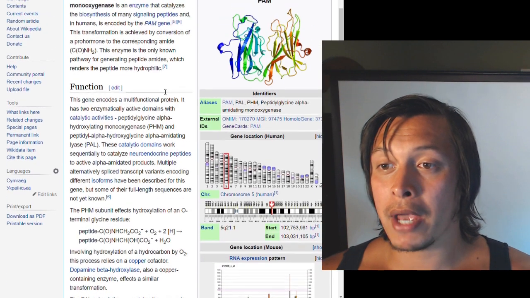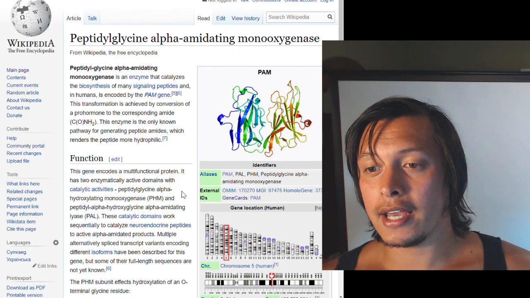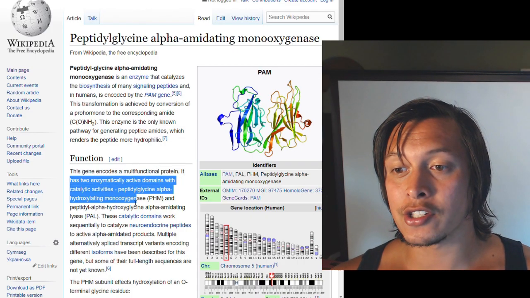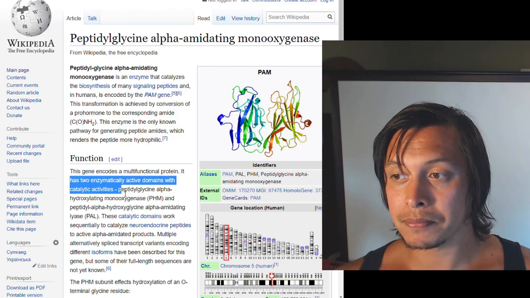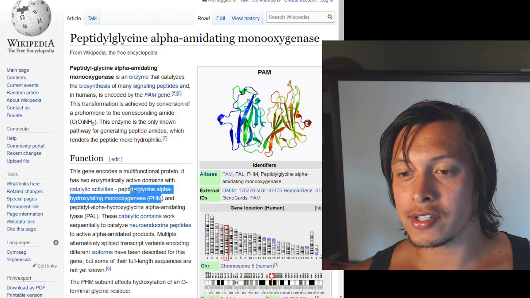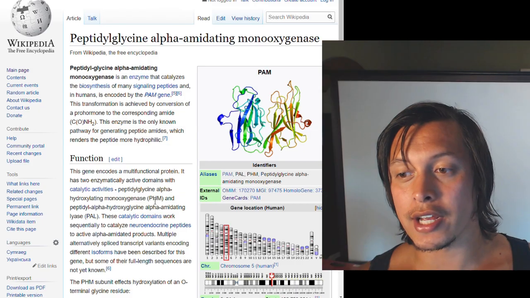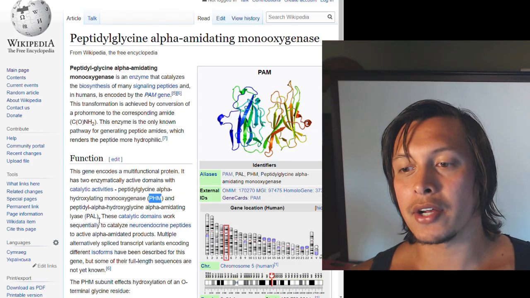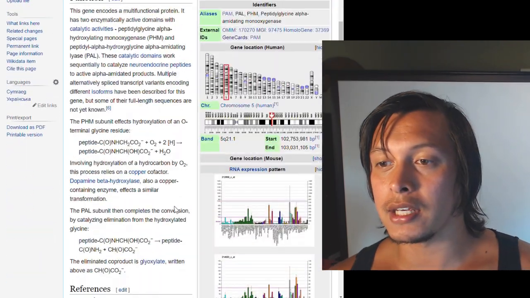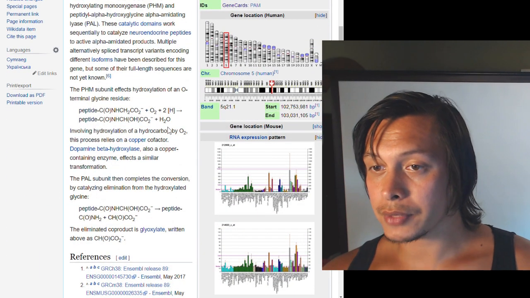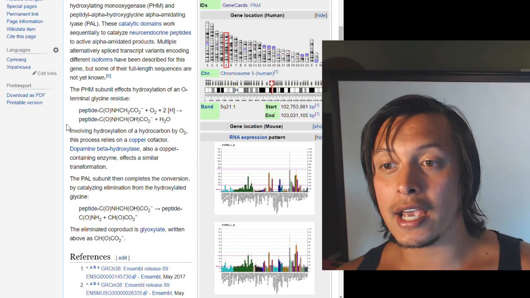So yeah, here PAM is a multifunctional protein, and it has two enzymatically active domains with catalytic activity. The peptidyl glycine alpha hydroxylating monooxygenase, the PHM, and the peptidyl alpha hydroxyglycine alpha amidating lyase, which is the PAL. So this is the PHM version.